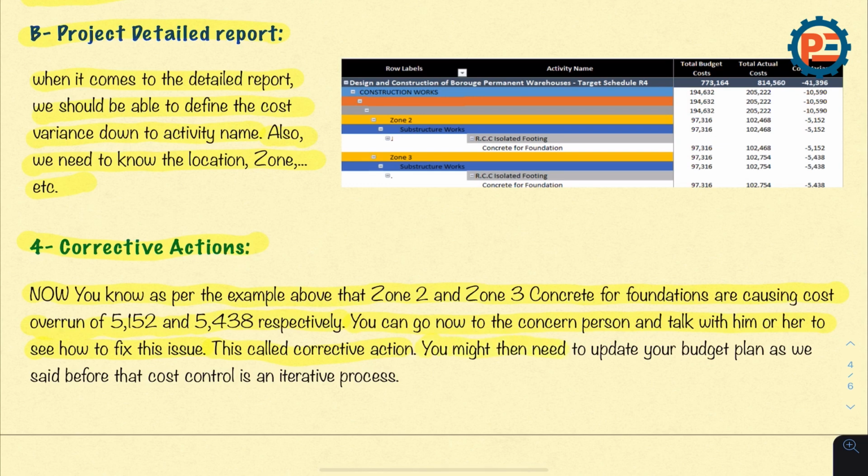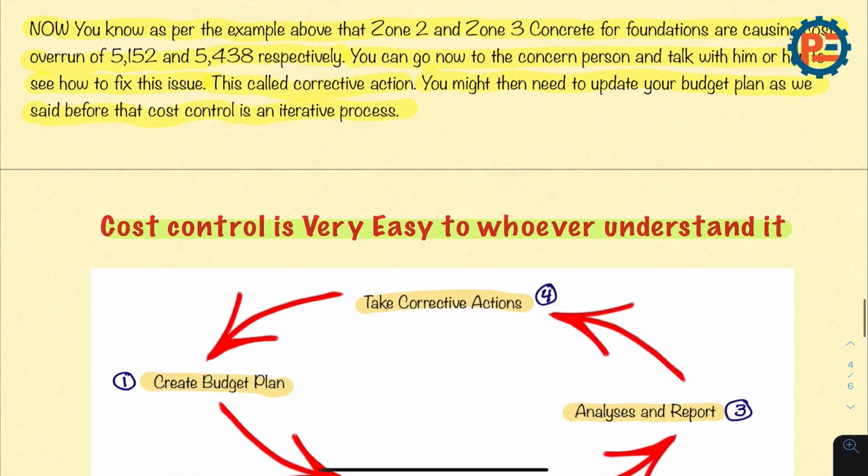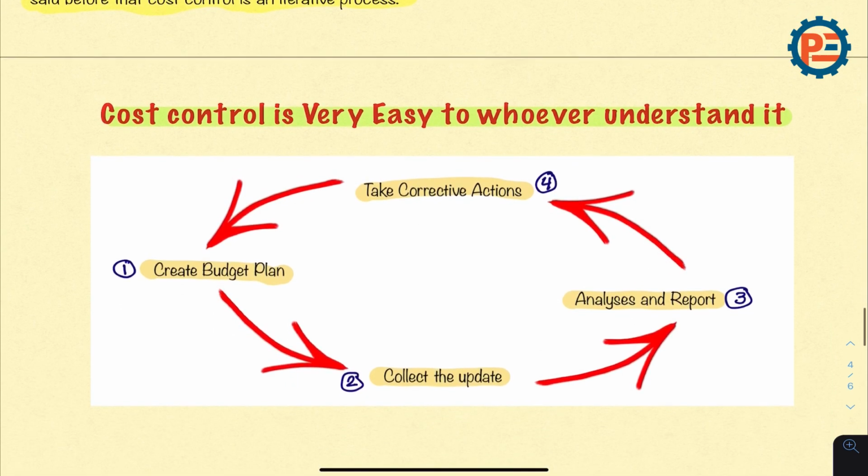You might need to update your budget plan as well. As we said before, cost control is an iterative process. Cost control is very easy for whoever understands it. Four simple steps: create budget, collect the update, analyze and report, then take corrective actions if required.